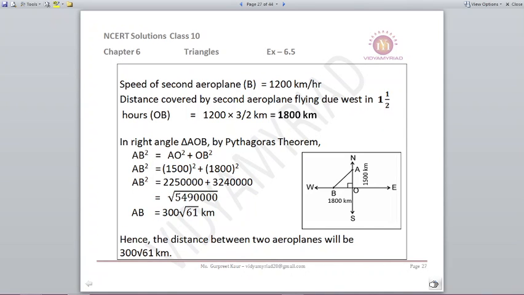And if I want to find out the distance of the second plane, it comes out to be 1200 into 3/2, which is 1800 kilometers. Now I have OA with me, I have OB with me.